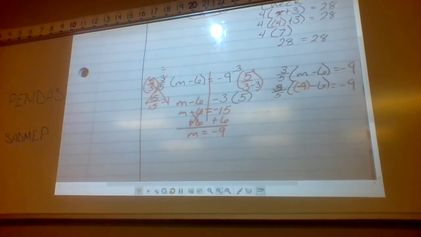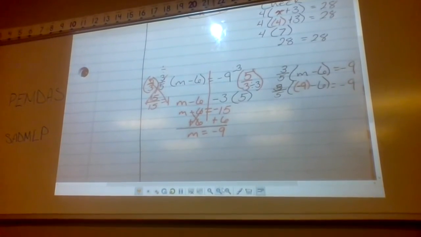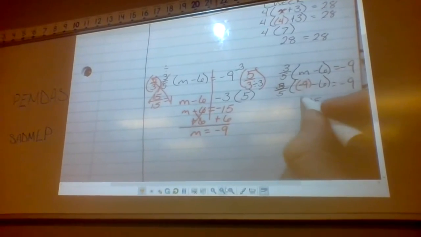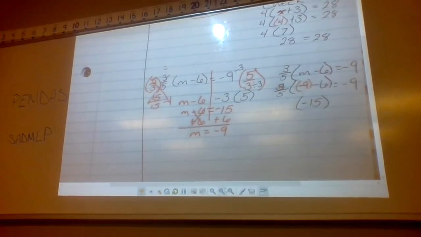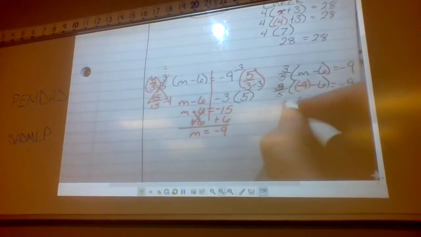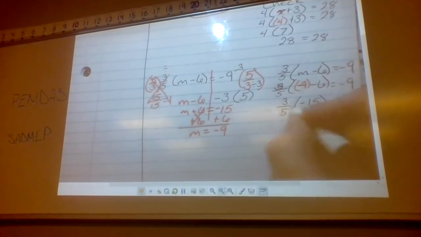Parentheses, negative 9 minus 6. Negative 15. Why negative 15? Because they have the same sign, so you just go ahead and add. You have negative 15. Keep the parentheses. Why do we keep the parentheses? Because they tell us to multiply.